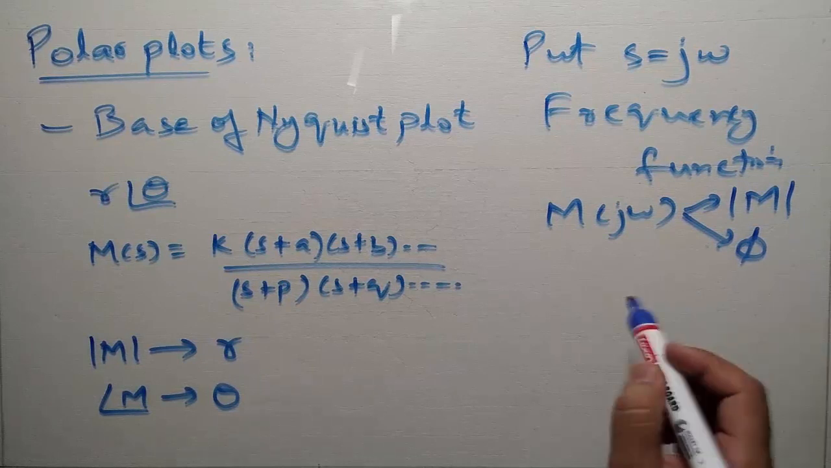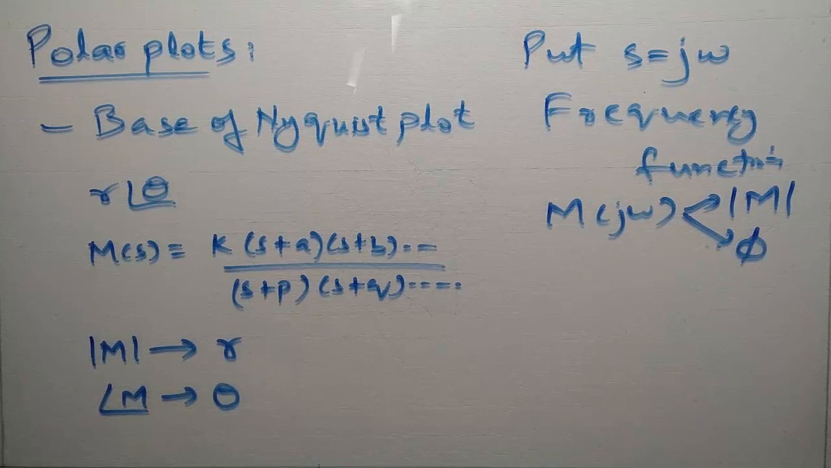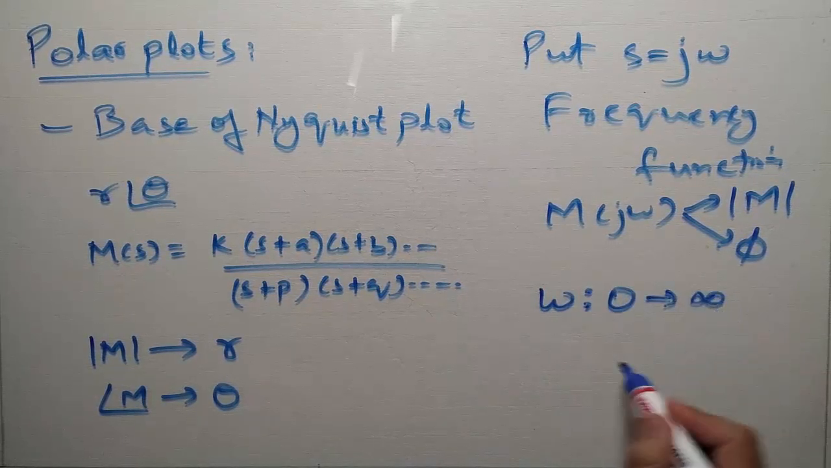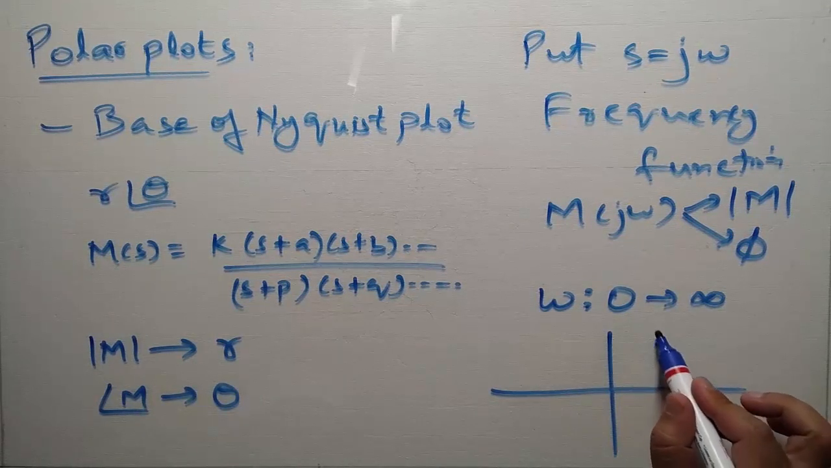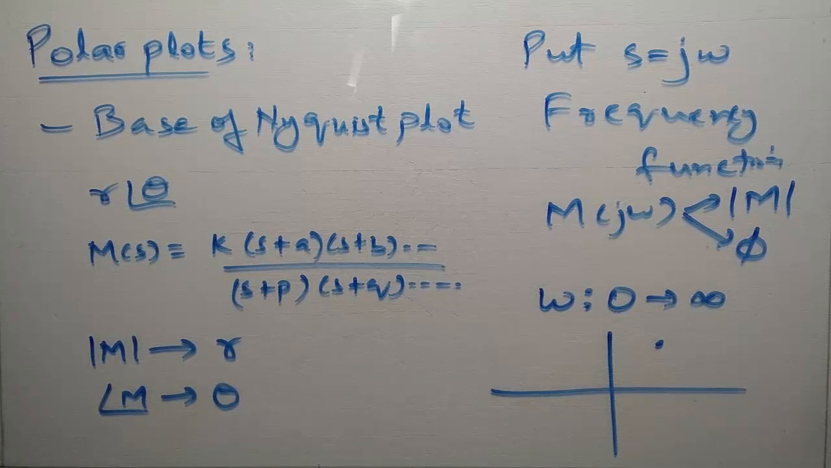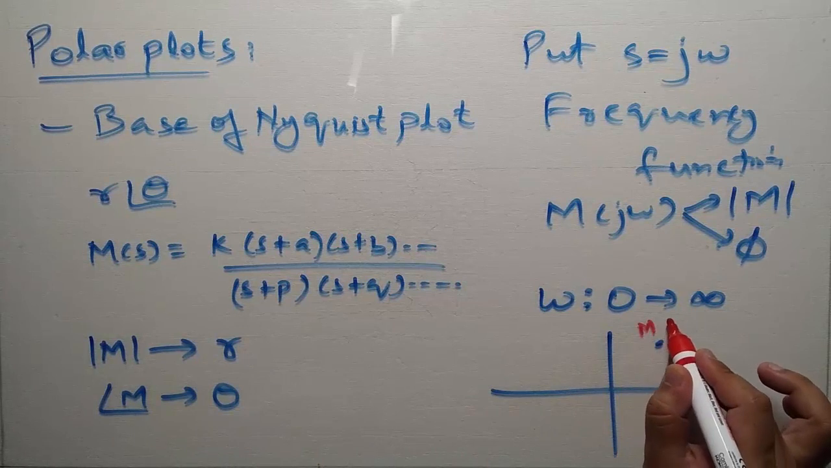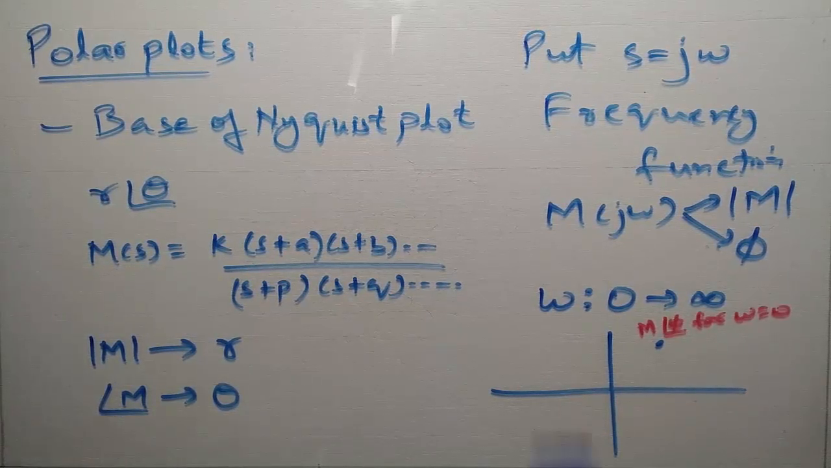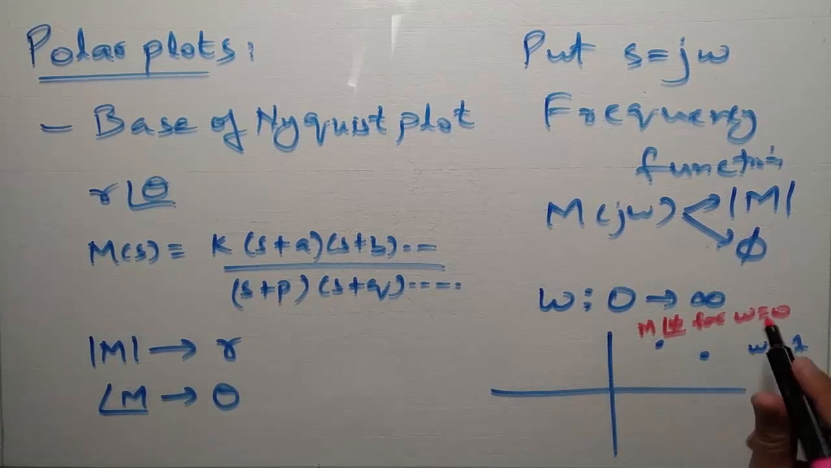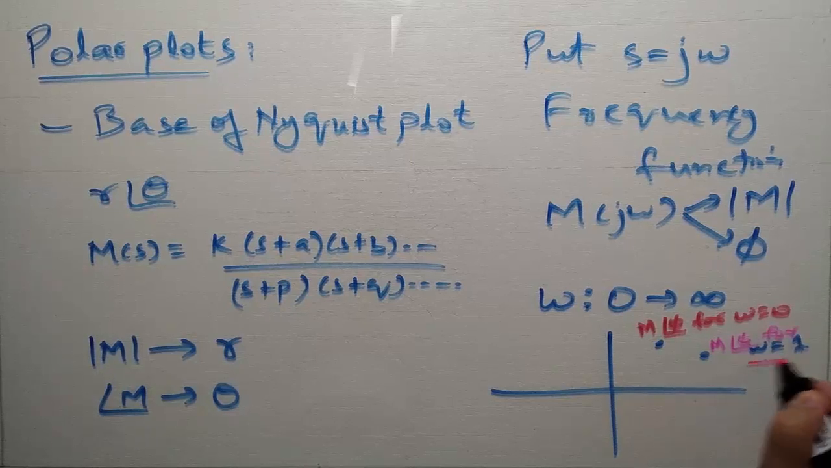Since these two quantities are functions of omega, you vary omega from 0 to infinity and plot them on a two-dimensional plane, and you will observe a locus of these points. Suppose for omega equal to 0, the point I got was this, which is M and phi for omega equal to 0. Then I evaluated M and phi for omega equal to 1, and the point I got was somewhere here. This is M and phi for omega equal to 1.